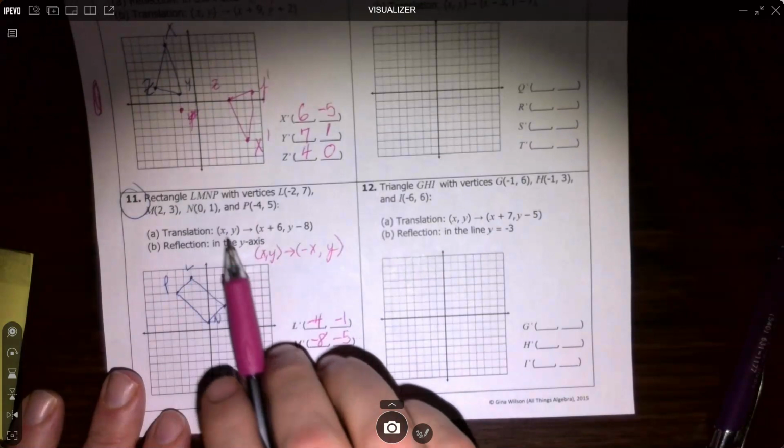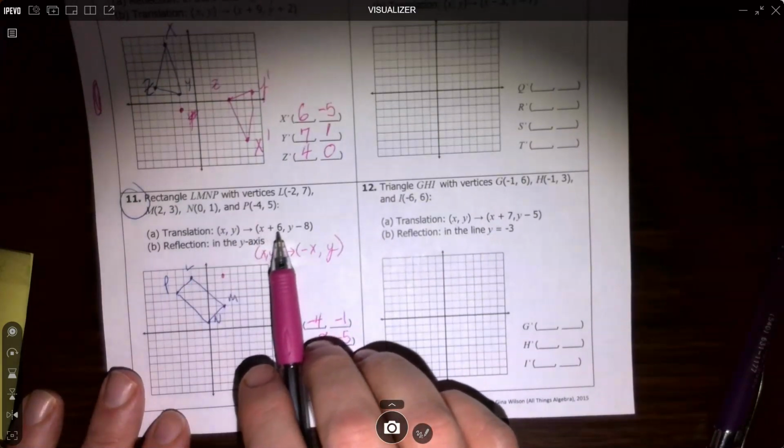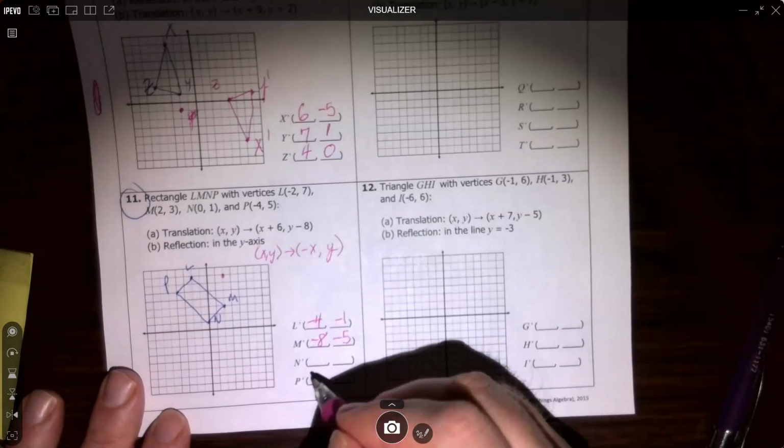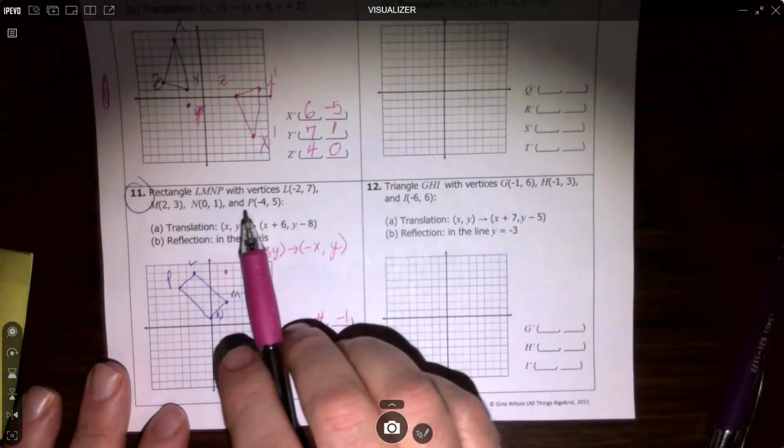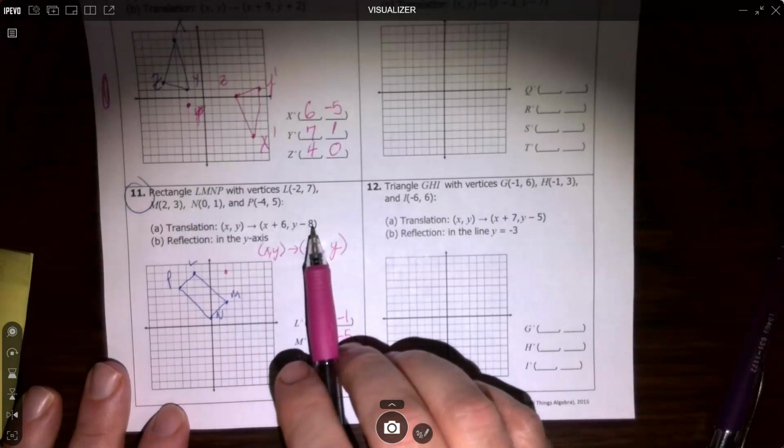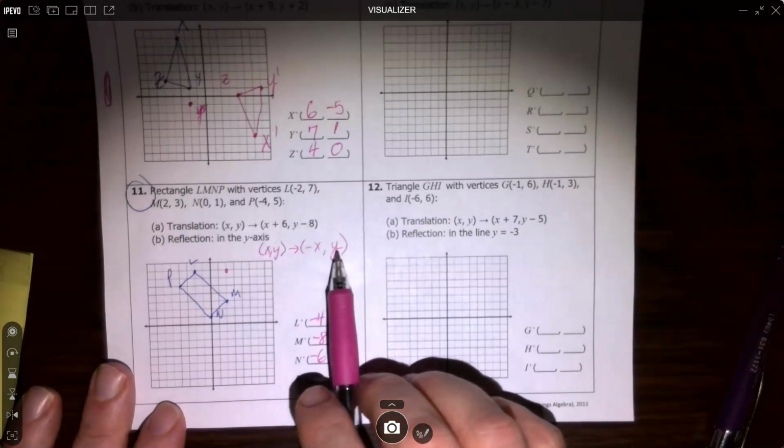N. 0. 0 comes in here. We add 6 to it. So that's 6, and change its sign. So I did that, negative 6. 1. 1 comes in here. 1 minus 8 is negative 7. Don't do anything with the y.